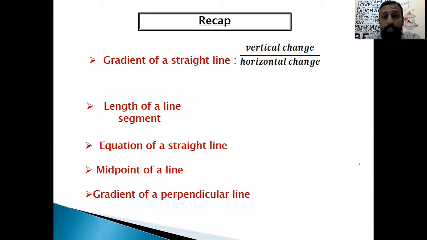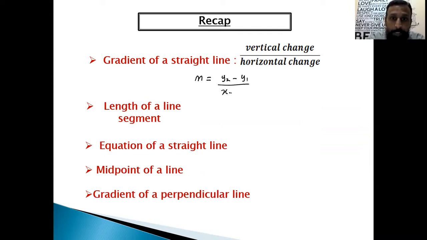We have learned these formulae earlier. Gradient of a straight line: this is the ratio of the vertical change and the horizontal change. We also call gradient a slope, and we represent it with the letter M. M is equal to the difference of the y-axis values, y2 minus y1, upon x2 minus x1. Or you may also write it as y1 minus y2 upon x1 minus x2. You can write it in both ways.